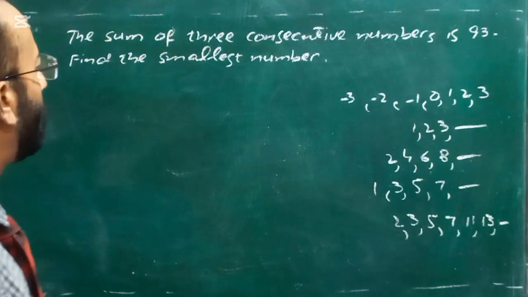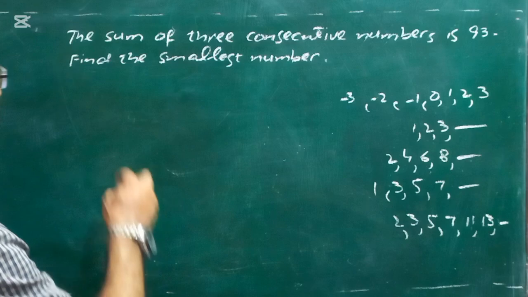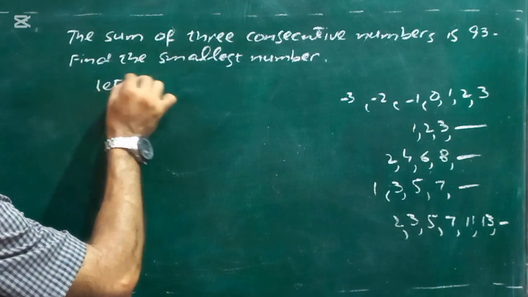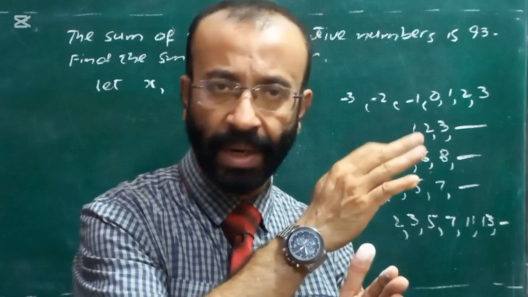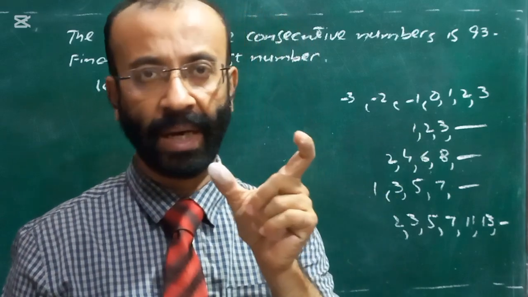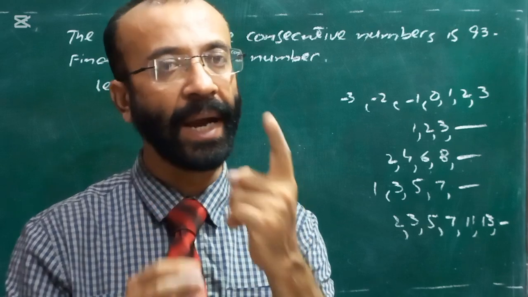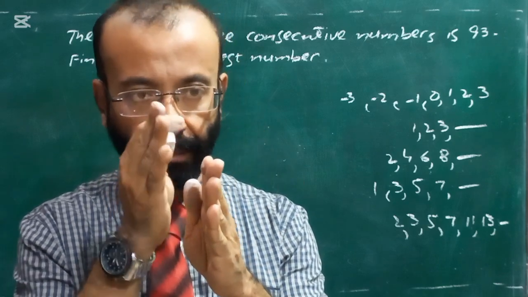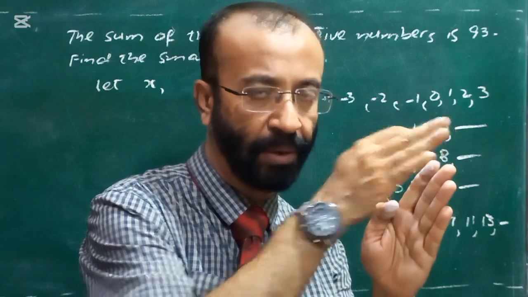Now come to the question, the sum of three consecutive numbers. So let one number be x. Definitely 1, 2, 3, 4 are consecutive numbers. If you look at the numbers, every next number is obtained by adding 1. So 1 plus 1 will be 2, 2 plus 1 will be 3, 3 plus 1 will be 4, and so on.